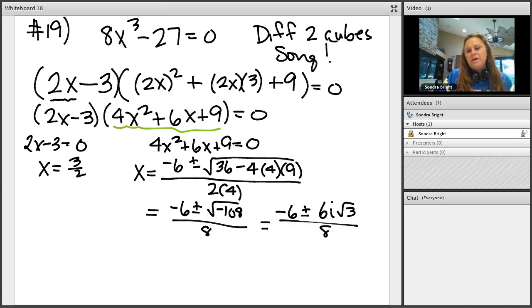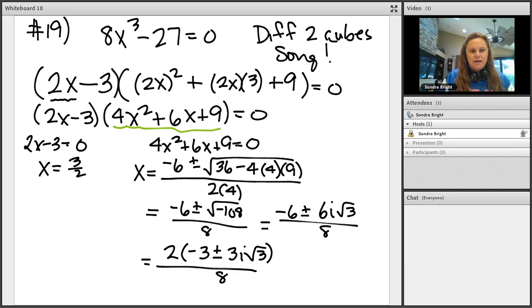And then a 2 goes into all of those, so I'm going to factor out a 2 from the top. I would be left with a negative 3 plus or minus 3i rad 3, and that's all over 8. And 2 goes into 8 4 times. So I'm going to divide the 2, that's going to be left with a 4 down there. And so these solutions are -3 plus or minus 3i rad 3 all over 4.